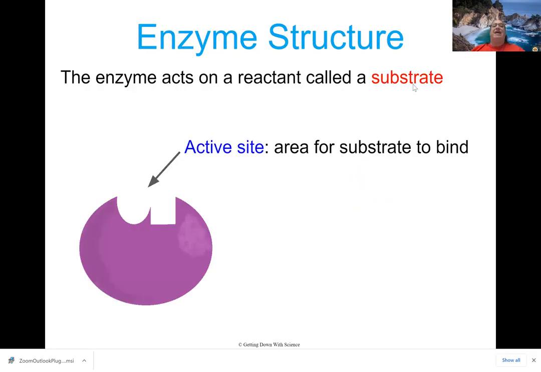Okay, so an enzyme acts on a reactant called a substrate. So the substrate is the reactant. It's the thing that we're starting with. The active site is the area for the substrate to bind. And so you'll notice on this little enzyme, we've got these really specific shapes. Something that doesn't fit those shapes won't work with that enzyme.